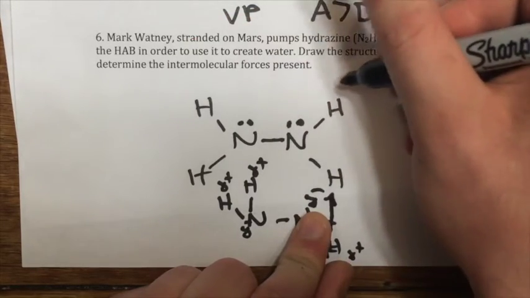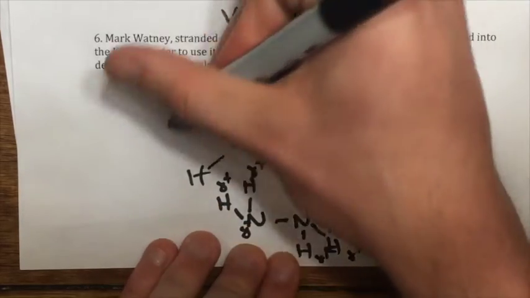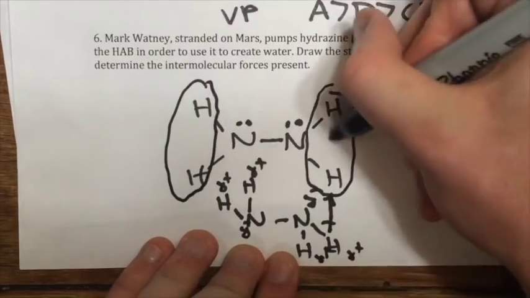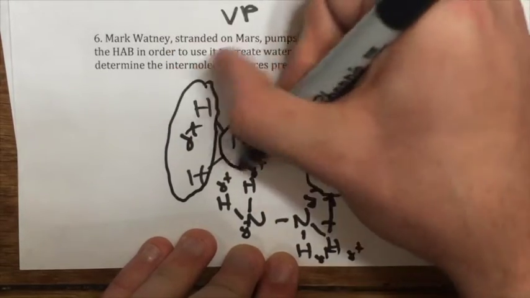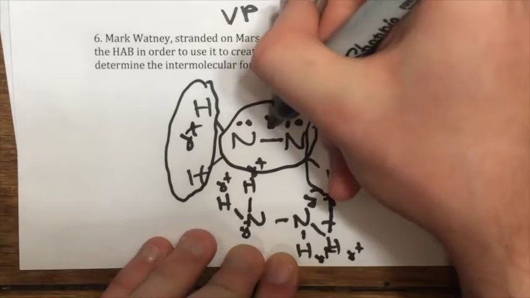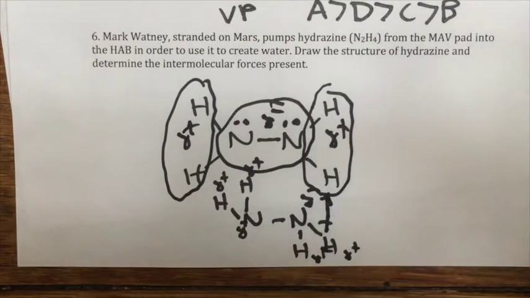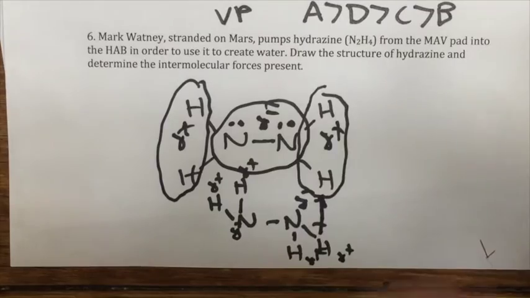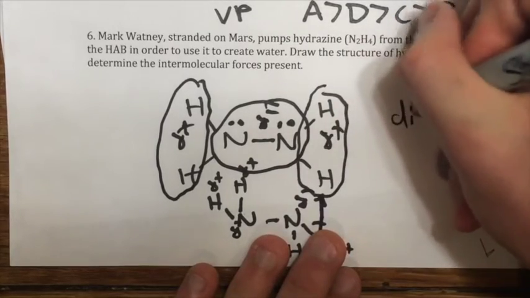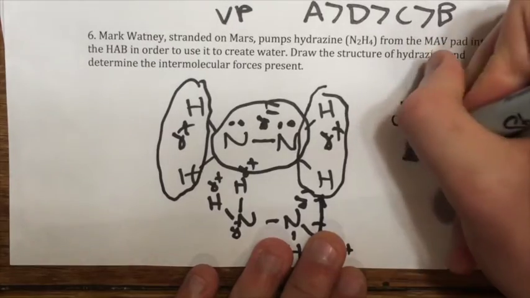So what's going to happen is that the terminal hydrogens are both going to be slightly positive, and this middle with the nitrogens is going to be partially negative. Okay, so this is actually indeed a very polar molecule. Okay, so what you're going to have is, obviously it has dispersion, everything has dispersion, and as I said before, it's a polar molecule, so you will have dipole-dipole.